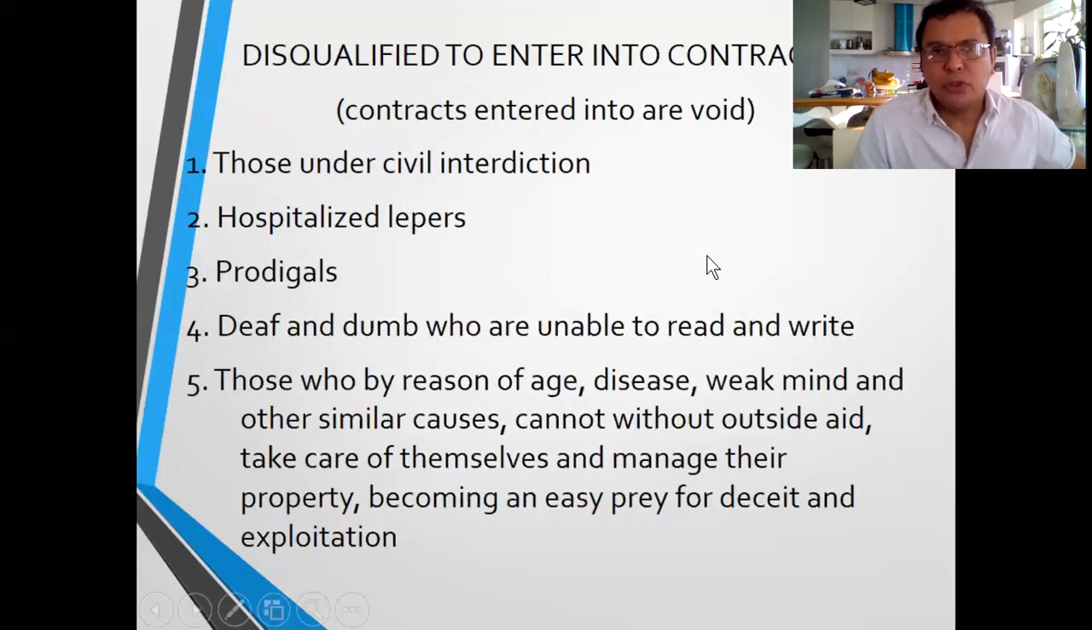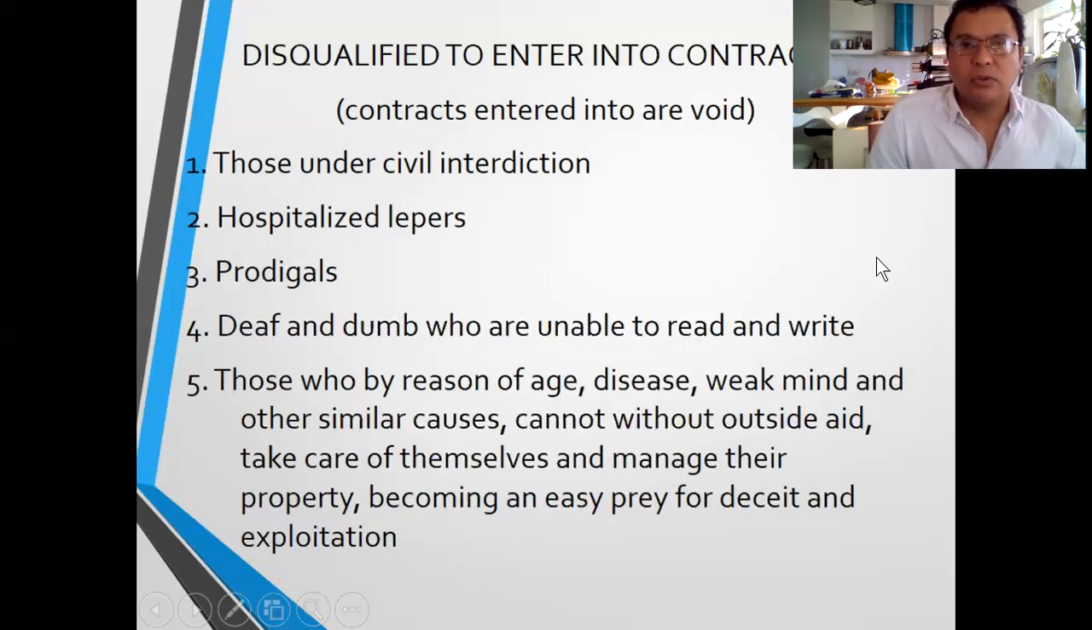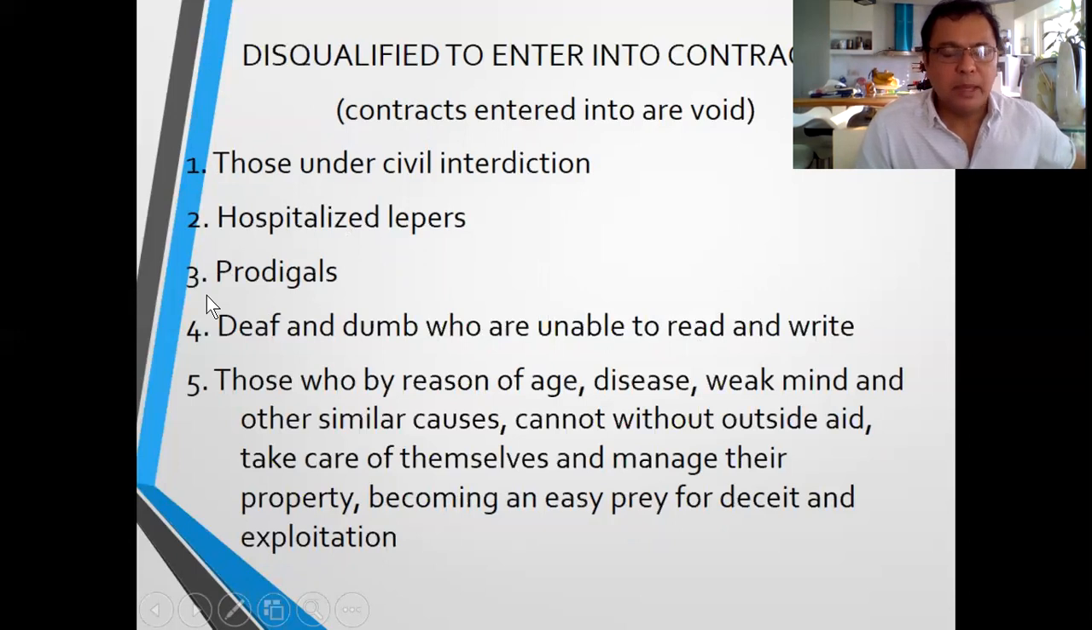On the other hand, there are persons who are disqualified to enter into a contract by law. These are persons suffering civil interdiction, already discussed; hospitalized lepers, those suffering leprosy and hospitalized, because of the medicine they cannot make sound decisions; then prodigals; deaf and dumb who are unable to read and write; and those who, by reason of age, disease, weak mind, and other similar causes, cannot, without outside aid, take care of themselves and manage their property. So they become easy prey for deceit and exploitation.